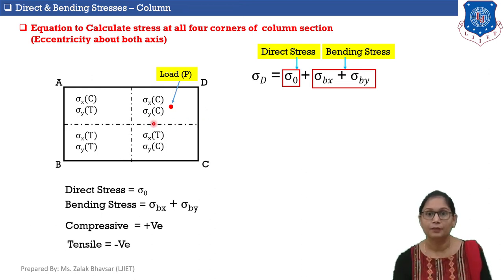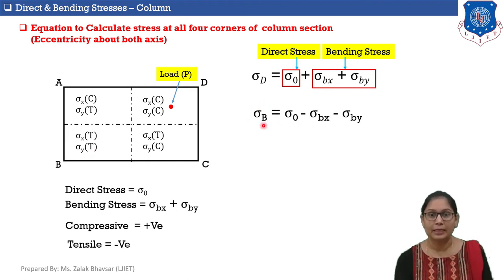plus sigma by, again bending stress developed in the y direction is also compressive. Now let's move to corner B, and for formulating the equation for calculating stress at corner B, we need to target this third quadrant and here is the equation. So sigma B is equal to sigma 0, which is direct stress, minus sigma bx minus sigma by. Here I am taking both the bending stresses as negative.